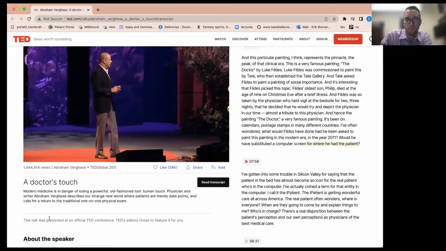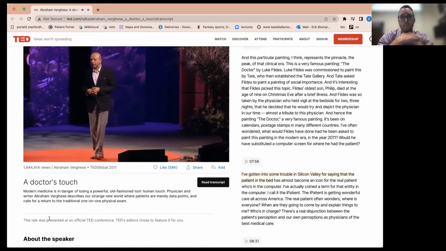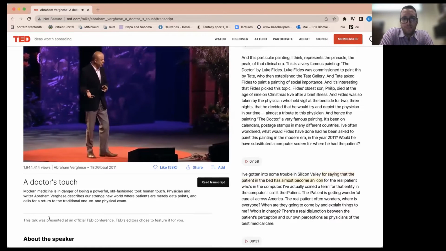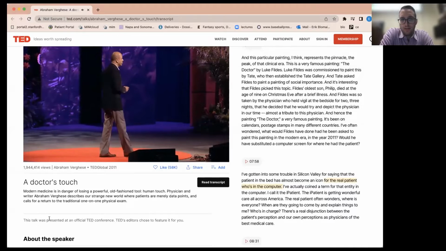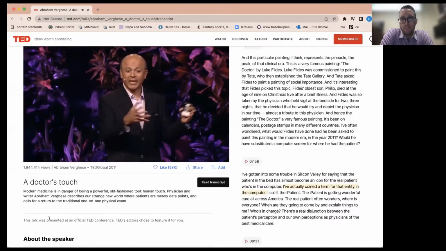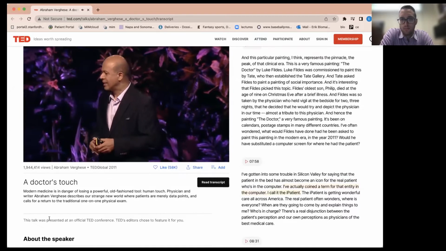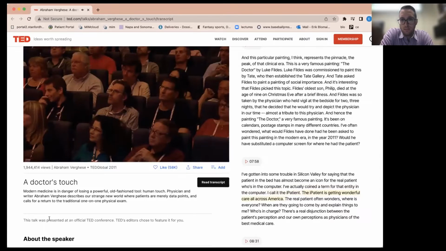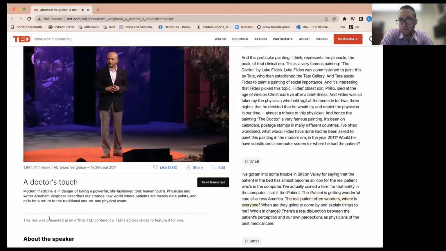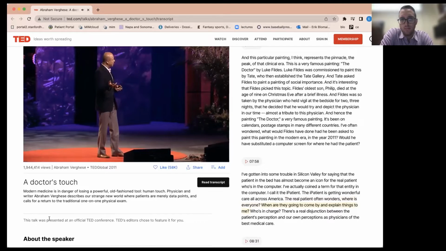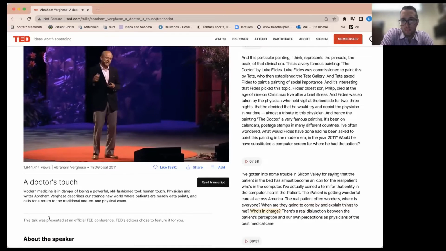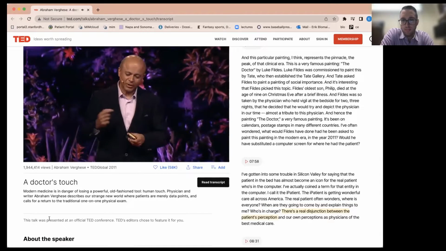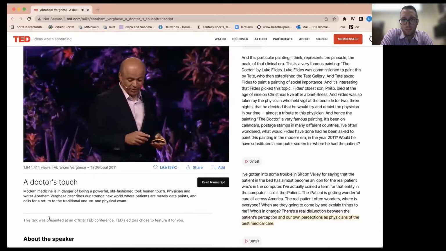And I've gotten into some trouble in Silicon Valley for saying that the patient in the bed has almost become an icon for the real patient who's in the computer. I've actually coined a term for that entity in the computer. I call it the eye patient. The eye patient is getting wonderful care all across America. The real patient often wonders, where is everyone? When are they going to come by and explain things to me? Who's in charge? There's a real disjunction between the patient's perception and our own perception as physicians of the best medical care.